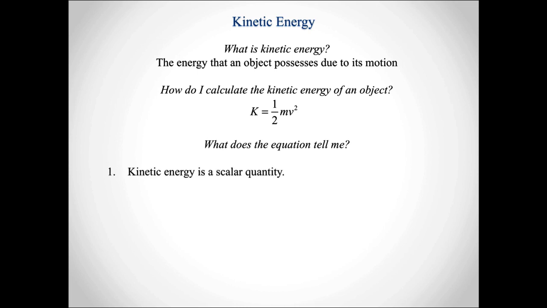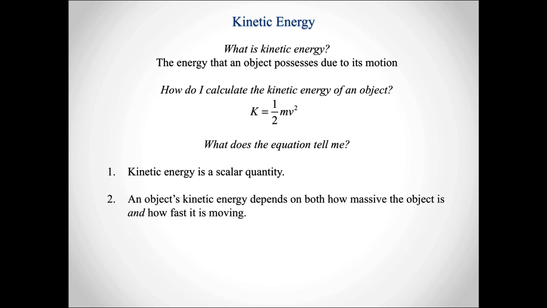Well, the first thing it's saying is that kinetic energy is a scalar quantity. So notice there are no vector symbols in that equation, right? So kinetic energy doesn't care about the direction the object is moving in. Instead, it simply cares about two things. It only cares about how massive your object is, that's the m, and how fast it's moving. So that's speed, that's the v.